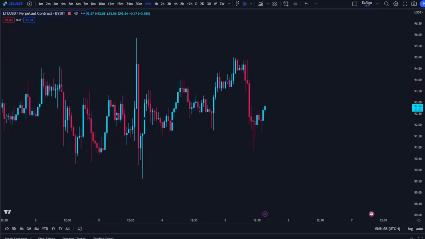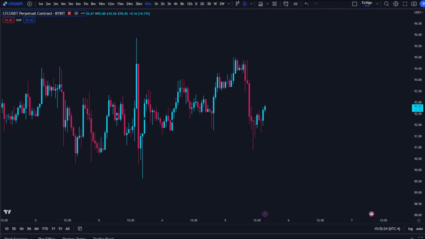All right, guys, today I'm going to be showcasing the #1 multi-time frame support and resistance trading indicator, and this is none other than EzSR. I'm going to be walking through how you guys can use this indicator to help you in your day-to-day trading and pretty much take away manual TA forever.